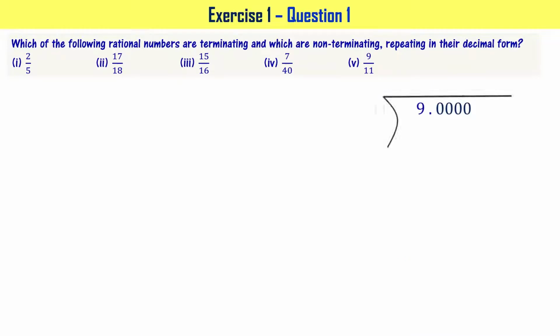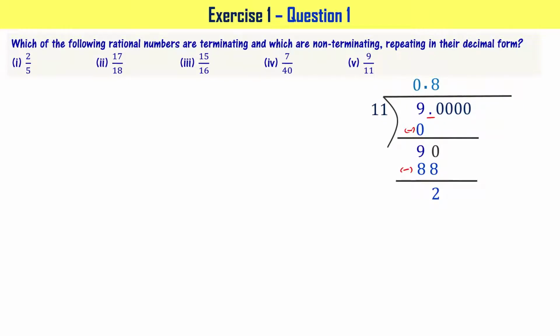9 divided by 11. So 9 is smaller than 11. So 0 times 11 is 0. Subtract 0 from 9. Then you have dot here. Put dot in the quotient also. Then bring the first 0 down so that 9 becomes 90. 8 times 11 is 88. Right? When you subtract 88 from 90, you have 2 as the answer.